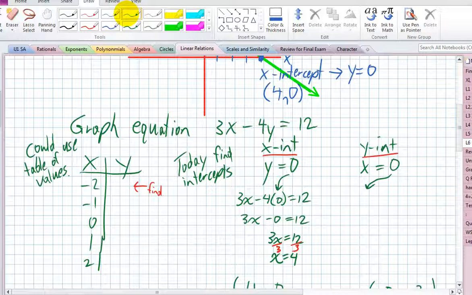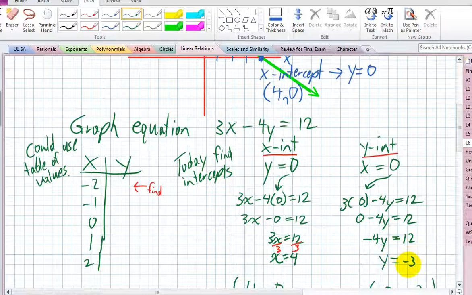Now the same thing's going to be for the y-intercept, but different. For the y-intercept, we have x equals 0, so we get 3 times 0 minus 4y equals 12. 0 minus 4y equals 12. What does that equal? Negative 4y. Got to be careful when there's a subtraction there. Be careful of your signs. And then we're dividing by negative 4, so y equals negative 3. Okay, divide by negative 4, divide by negative 4.